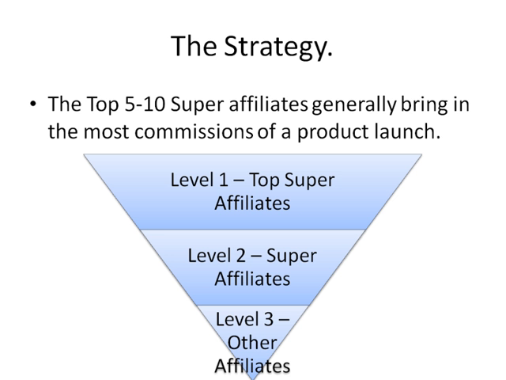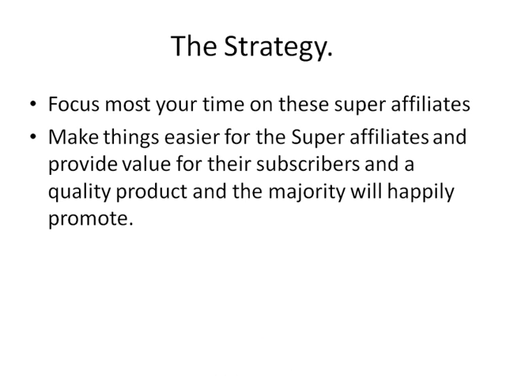Now, as I showed you earlier, there are level 2 super affiliates too who also generate commission. Top super affiliates basically produce most of the commissions. Super affiliates generate commissions. The other affiliates may never really generate any sales, but they can actually help as well, or they can generate a few sales here and there. So the key is to make things easier for super affiliates. If you can do that, you can provide value for their subscribers. Their subscribers are happy. You've provided them with a quality product, and the majority will be happy to promote.